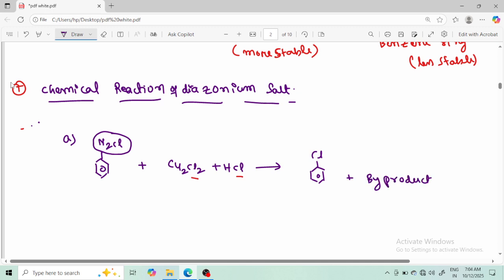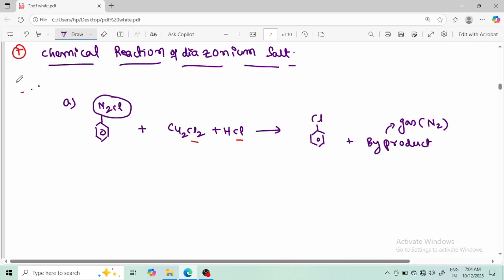But among all byproducts, one important thing is that they might ask a question like which gas is evolved. Always remember that in chemical reactions of diazonium salt, among the byproducts, one gas will be there which is very common. It will be there in all the chemical reactions of benzene diazonium salt, that is nitrogen gas. You have to remember that. They might ask an MCQ based question on that.